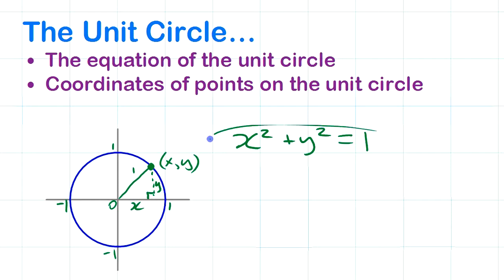That's the equation of the unit circle. That equation right there: the x coordinate squared plus the y coordinate squared equals 1. All right, so we're going to use that equation for some of the things we're going to do. But before we do that, let's look at this in a little bit more of a dynamic way.